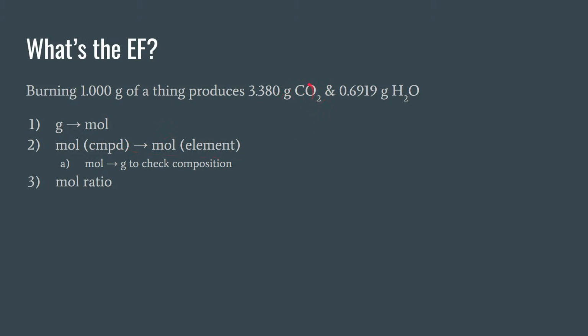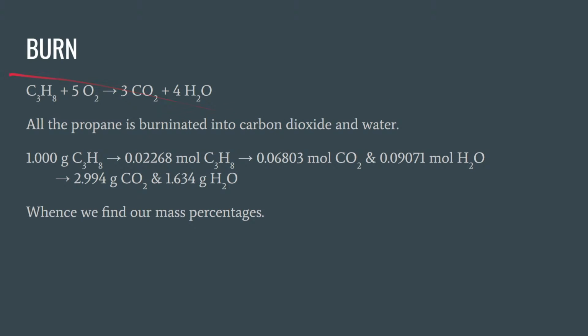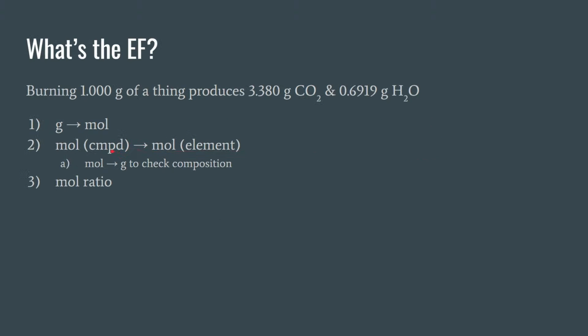We're not particularly interested in the oxygen, because the oxygen came from the stuff that allows it to burn, not from the substance. So we go to moles of the compound to get to moles of our element. Every molecule of CO2 has 1 atom of carbon. Every molecule of water has 2 atoms of hydrogen. So basically, the moles of CO2 will be equivalent to the moles of carbon, but the moles of water will only be half as much as the moles of hydrogen.